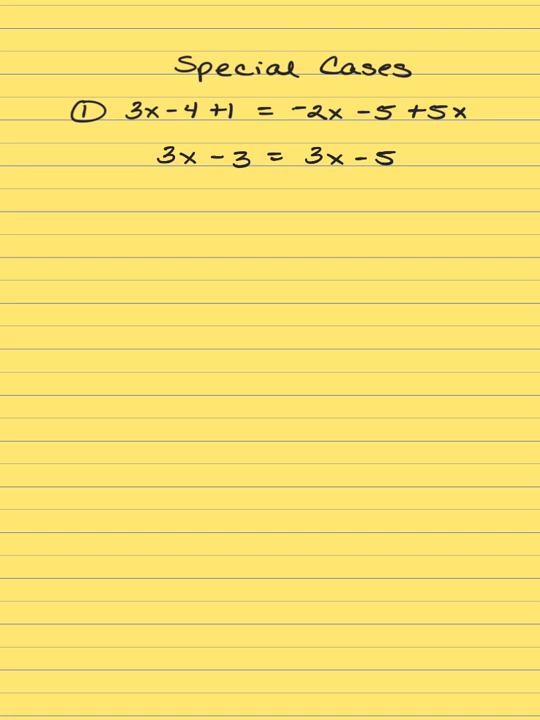What if we decide to move the 3x on the left side over to the right side of the equal sign? Well, it's a positive 3x. The way we'll move that is by subtracting 3x from both sides. And what happens is I lose my x terms. 3x minus 3x is 0 x's. And I'm left with just negative 3 equals a negative 5.